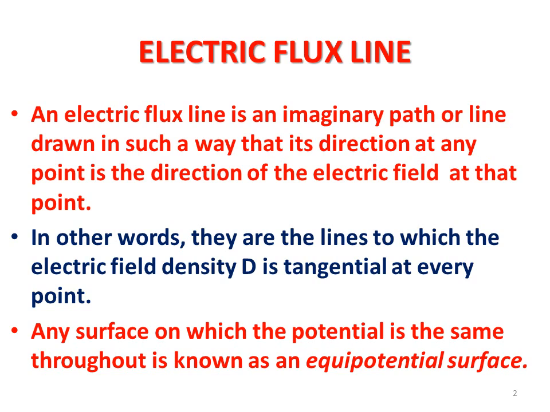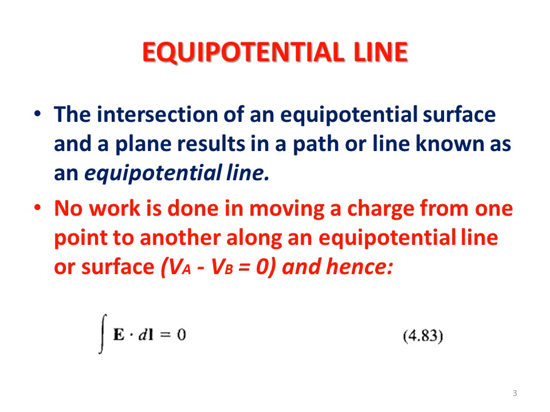Any surface on which the potential is the same throughout is known as an equipotential surface. The intersection of an equipotential surface and a plane results in a path or line known as an equipotential line. No work is done in moving a charge from one point to another along an equipotential line or surface, because VA minus VB is equal to 0, and hence E dot dl is equal to 0.